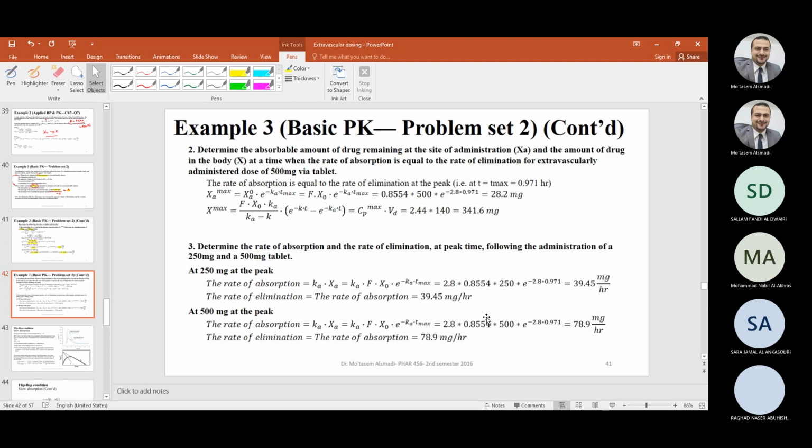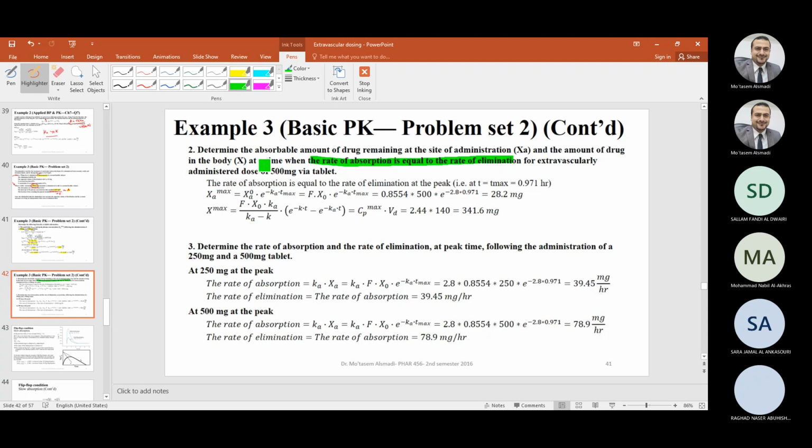Okay, let's continue with the question. Determine the absorbable amount of the drug remaining at the site of administration, which is equal to XA, and the amount of drug in the body at the time when the rate of absorption is equal to the rate of elimination. Well, what does this statement mean?